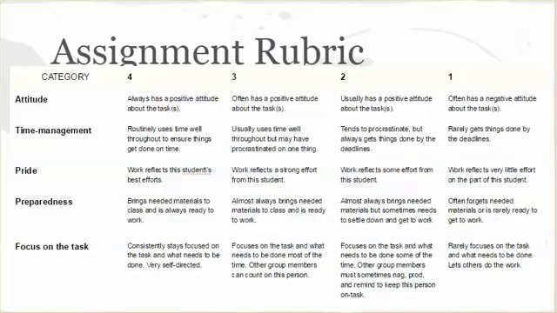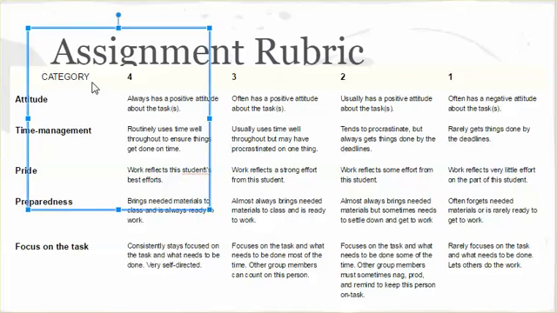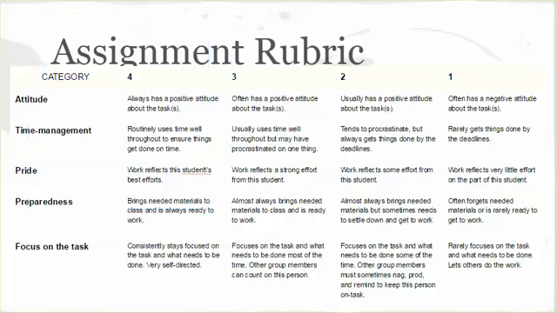For the assignment itself, the rubric is as follows. It has attitude category, time management, pride, preparedness, and focus on the task. So these are skills that the CI kids in the classroom need to work on every day and in every assignment to find a job. So these are very job-based skills, and that's what the assignment would be based on.